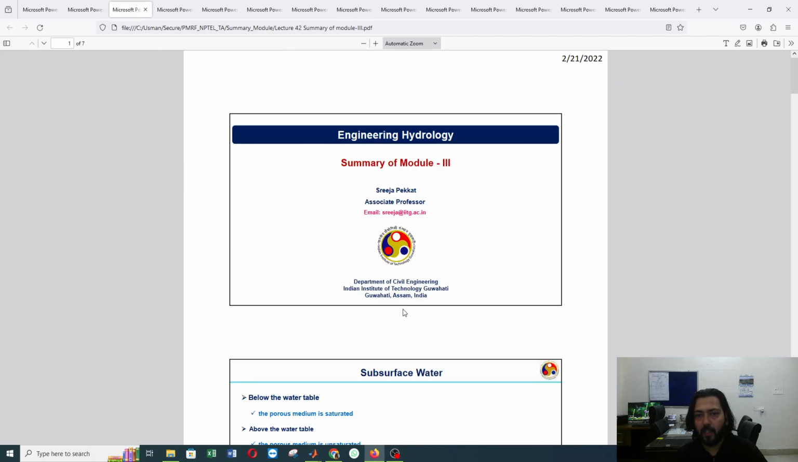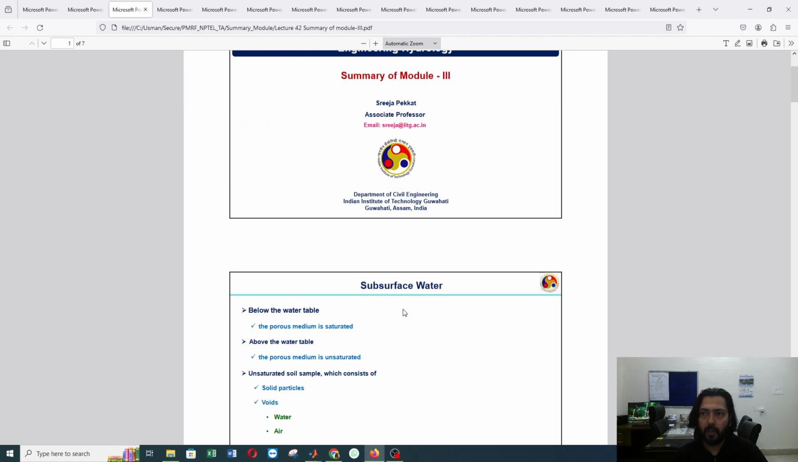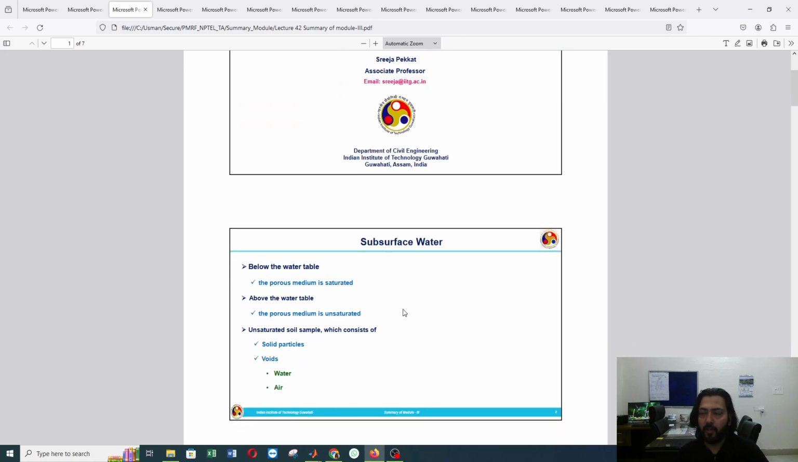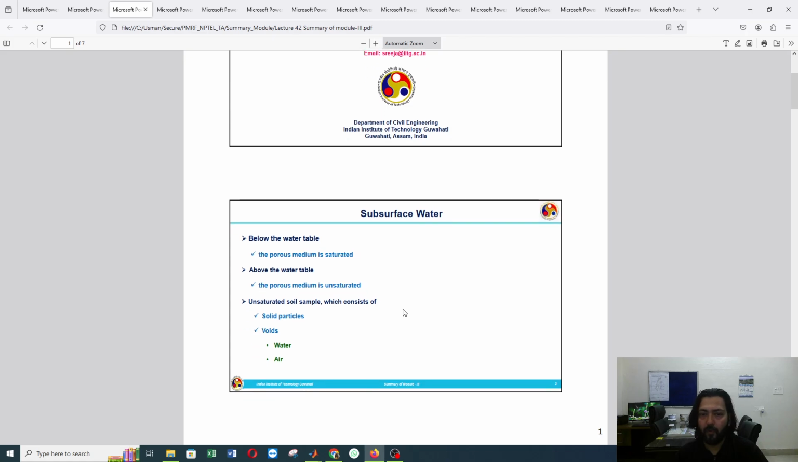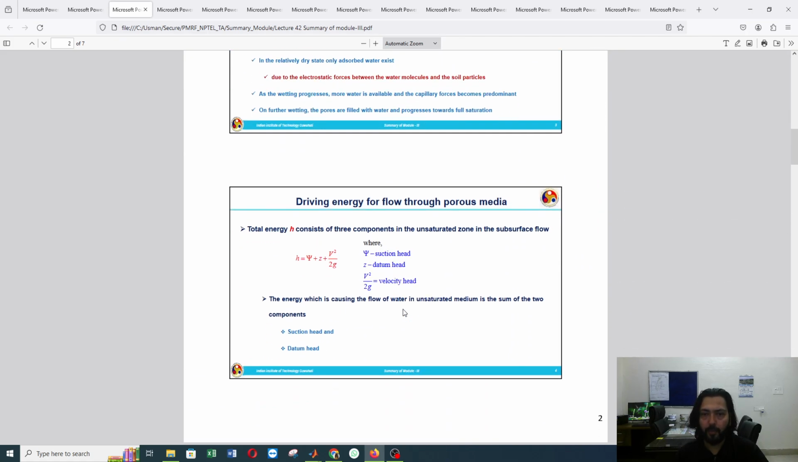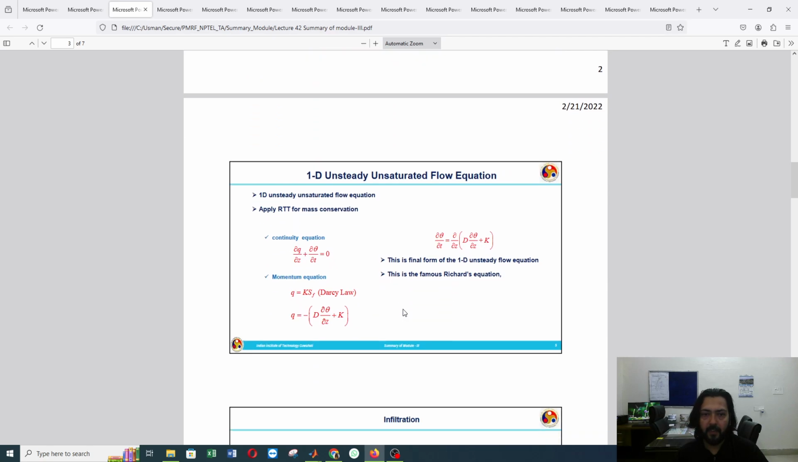Then we came to the third module, right? In the third module we talked about subsurface water. Here we understood important terms and a few important properties of soil, like porosity and void ratio. Then we talked about how the porosity keeps on changing with respect to depth. Then we talked about one of the important equations, the 1D unsteady unsaturated flow equation known as the Richards equation.